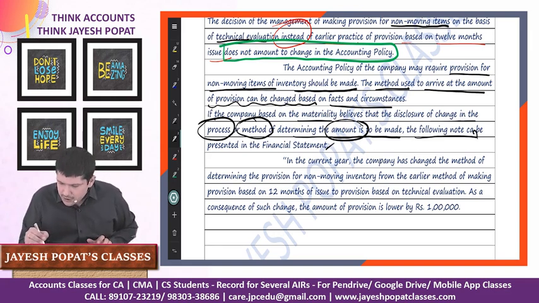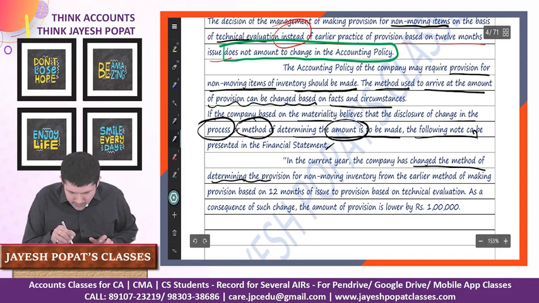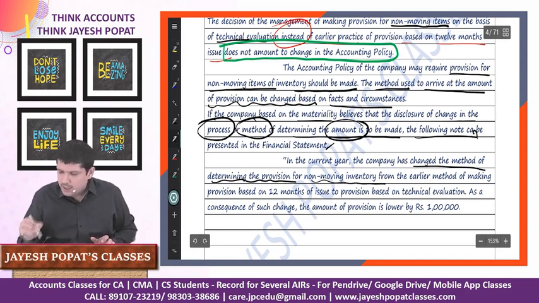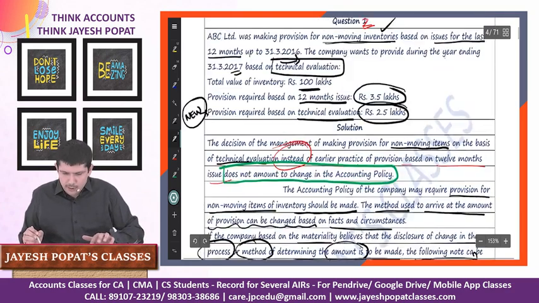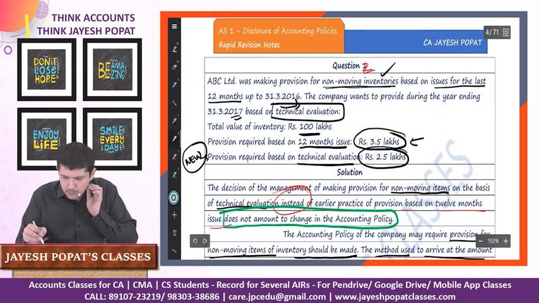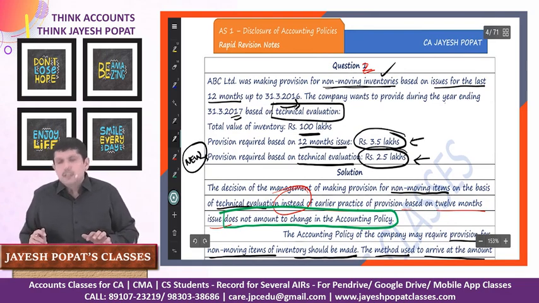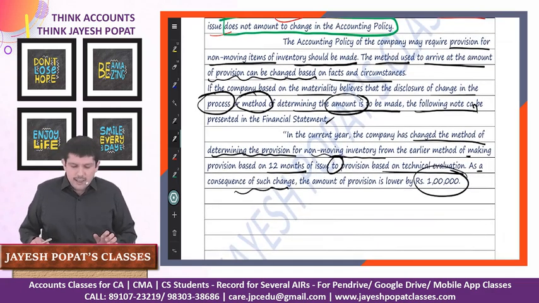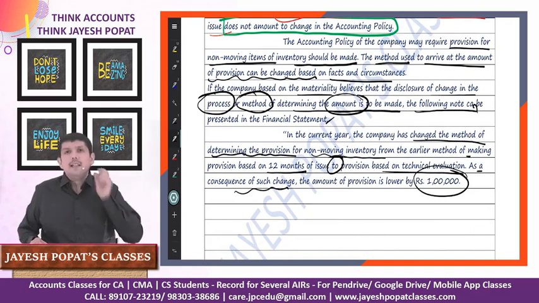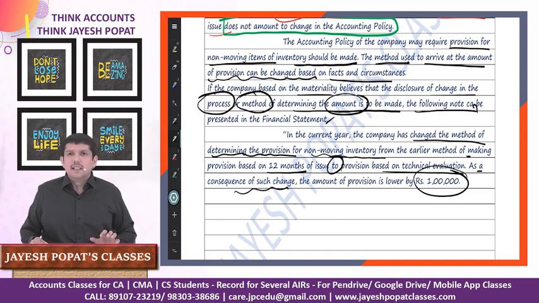We can say: in the current year the company has changed the method of determining the provision for non-moving inventory from the earlier method of making the provision on 12 months of issues to provision based on technical evaluation. As a consequence of such change, the amount of provision is lower by 1 lakh, because had you followed the earlier method, you would have made a provision of 3.5 lakh. Since you have changed your method, the provision comes to 2.5 lakh, and therefore the provision is lower by 1 lakh. So by this, we are done with the revision of the concepts of Accounting Standard 1, as well as the practical exercise.